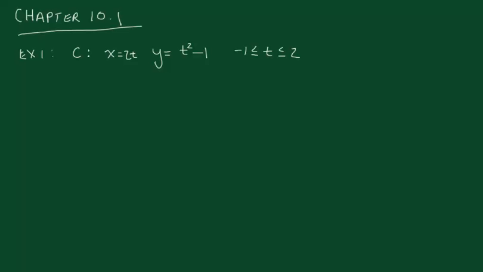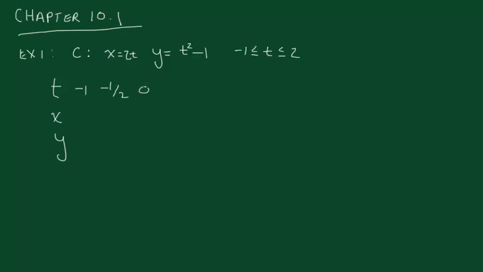Example 1, the C is a curve, and that's described parametrically, where x is equal to 2t, y is equal to t squared minus 1 on the given domain that you see here. To go slowly here, what we're going to do is make a chart. So we're going to have select values of t, and for each one of these select values of t, we're going to find the Cartesian point.